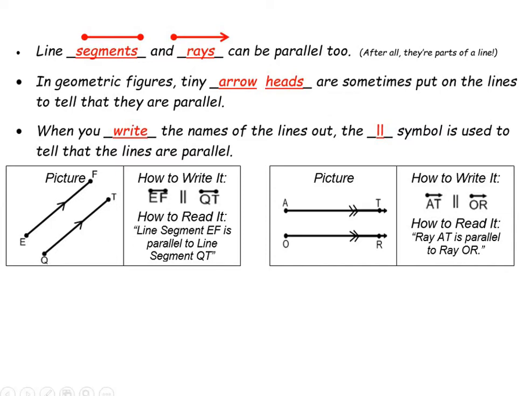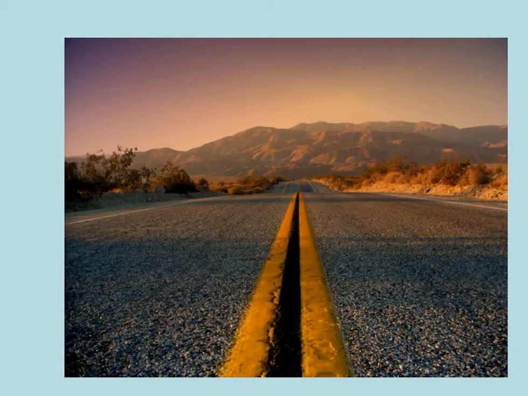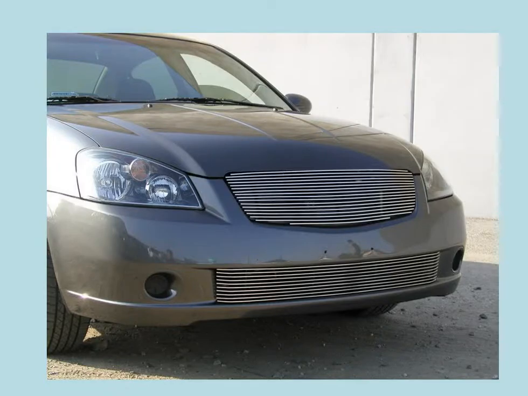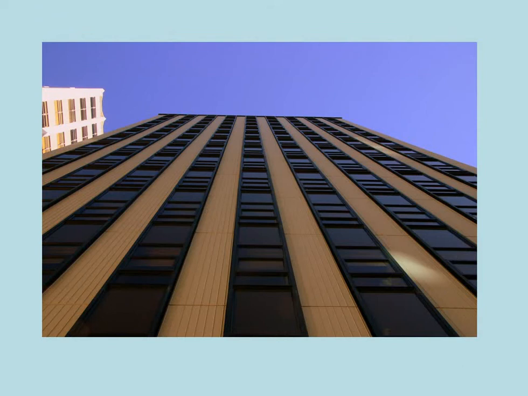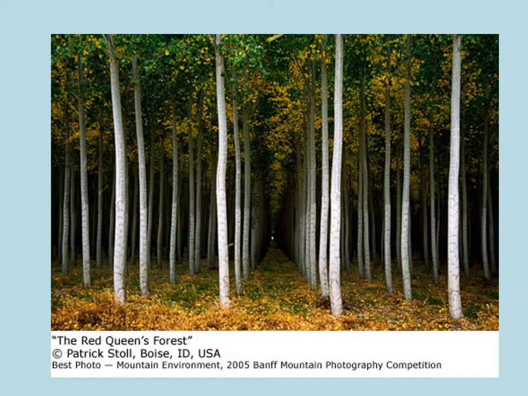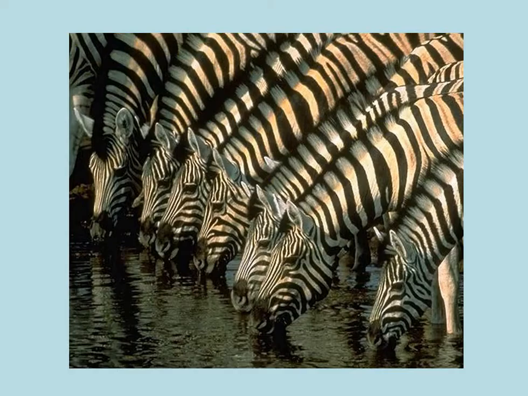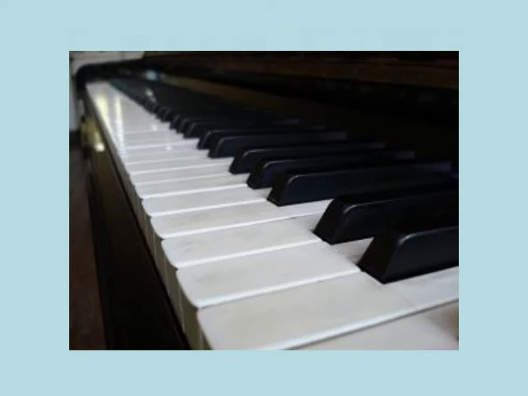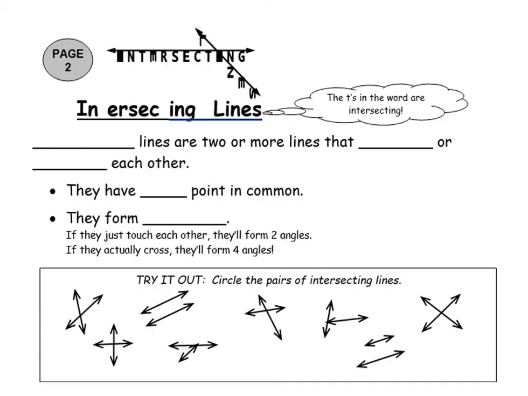Parallel lines show up all the time in our world around us, and I want to show you a couple of quick examples of that. They're found in the lines on roads, the grill of this car, the support of this skyscraper, the teeth of the comb, these trees, the stripes of the zebras, and my personal favorite, piano keys.